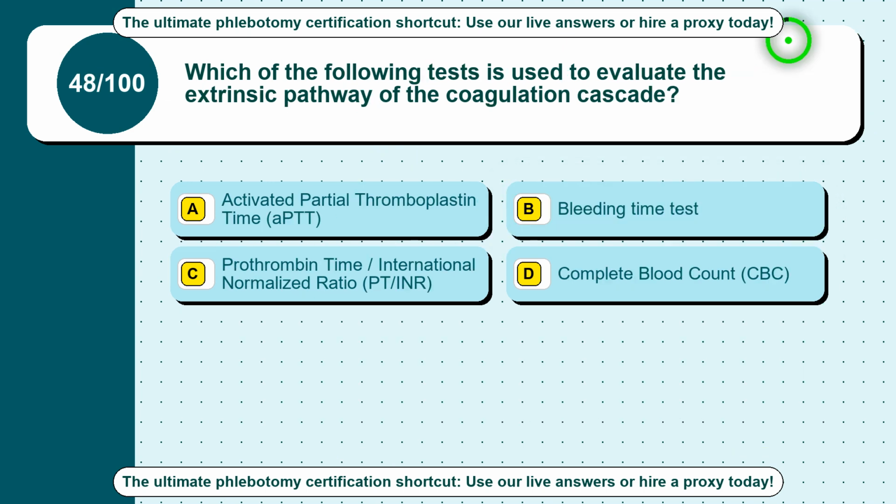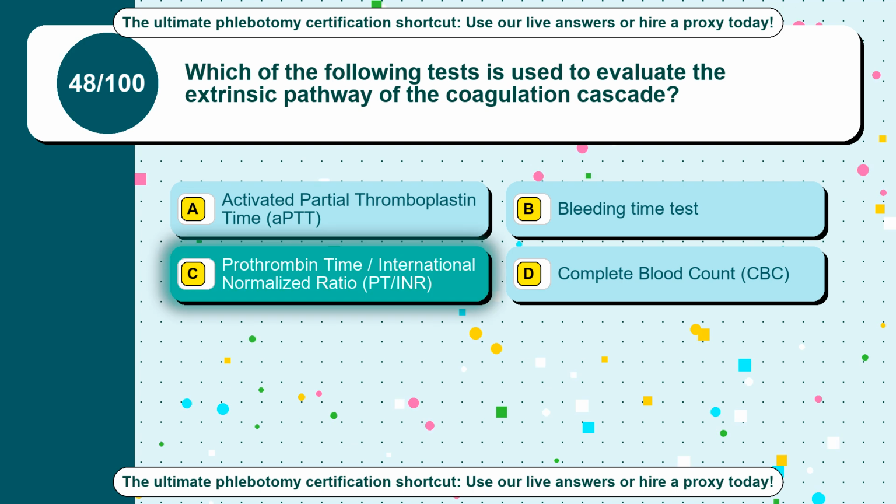Question 48. Which of the following tests is used to evaluate the extrinsic pathway of the coagulation cascade? Option A, activated partial thromboplastin time, APTT. Option B, bleeding time test. Option C, prothrombin time / international normalized ratio, PT/INR. Option D, complete blood count, CBC. The correct answer is option C, prothrombin time / international normalized ratio, PT/INR.